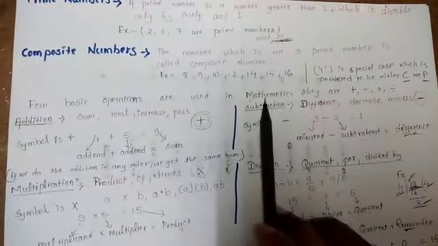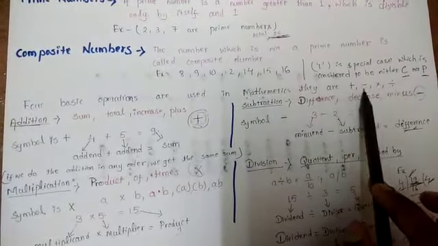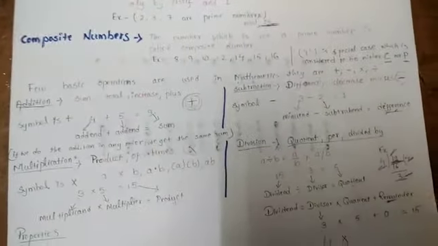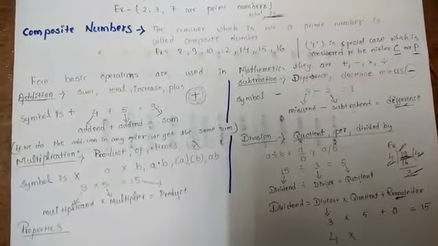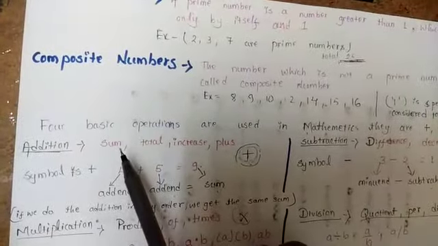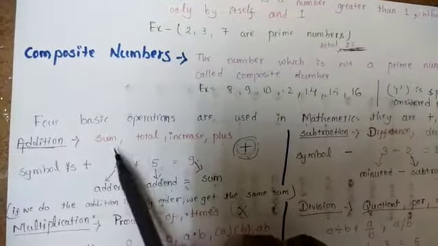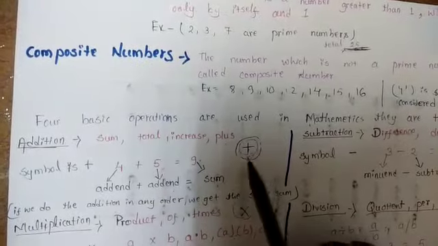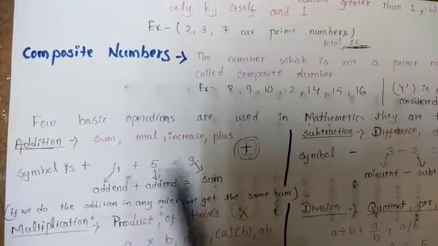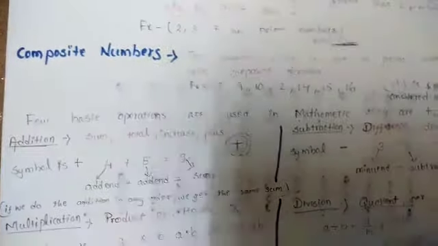As we know, there are 4 basic operations in mathematics. They are known as addition, subtraction, multiplication and division. Here I have written some keywords and symbols of these 4 basic operations. First I will start with addition. The keywords for addition are sum, total, increase. When you are doing word problems, we need to remember these keywords. And the sign is called plus. The first number of addition is known as addend, the second one is also known as addend, and the answer we get is called the sum.